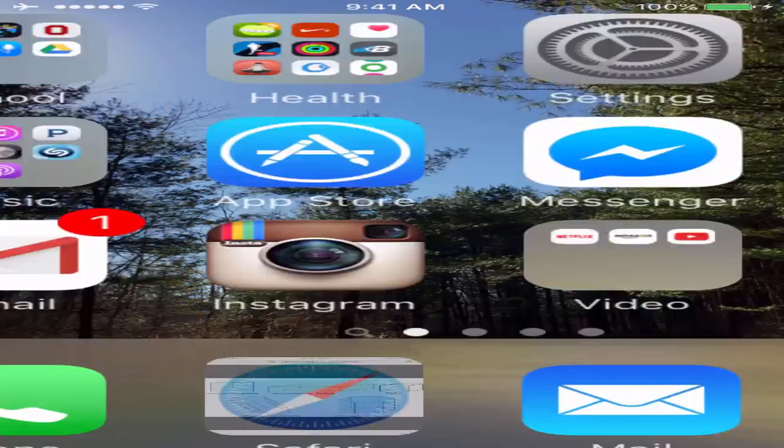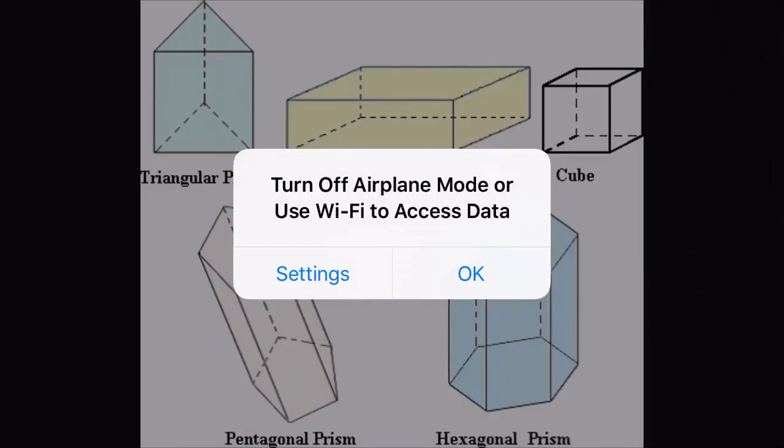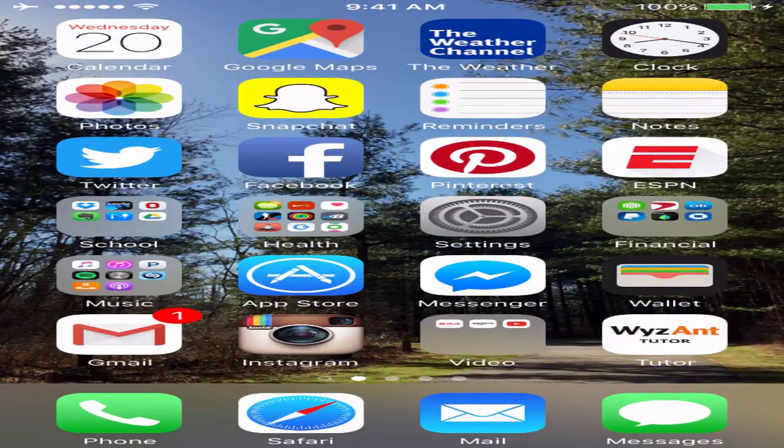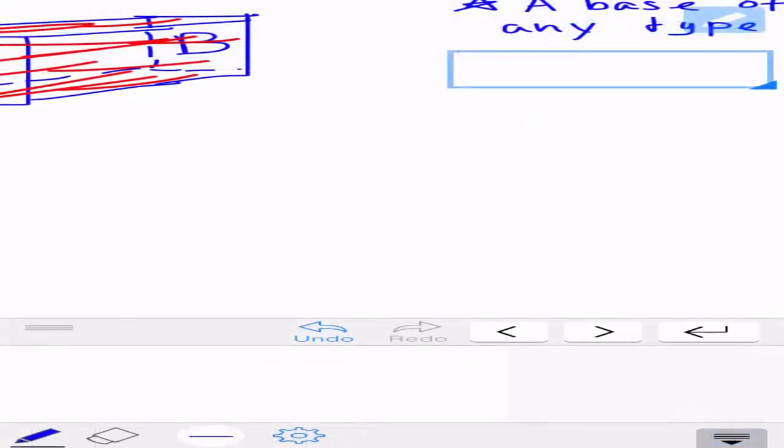So if I go and look here, we've got a triangular prism in the top left, a rectangular one, a cube, which would be all squares, and then here's a pentagonal prism and a hexagonal prism where the bases are those other polygons. Okay? All right, let's go back to this guy.